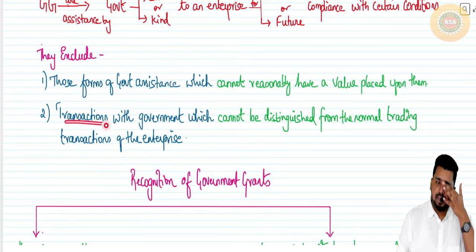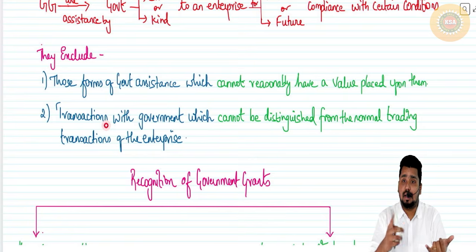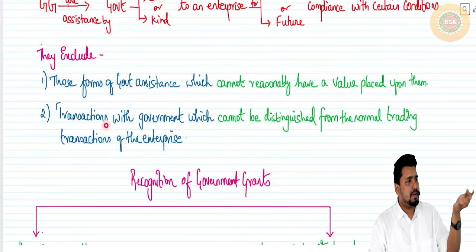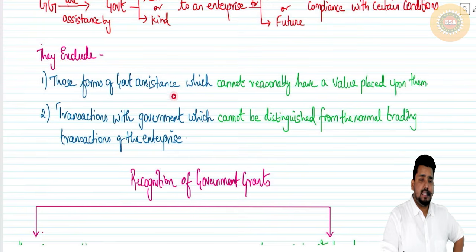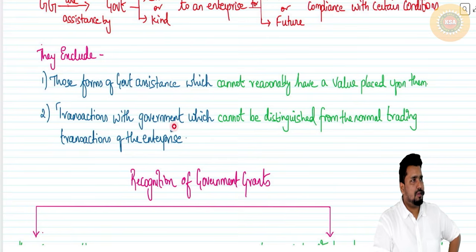Read the second point. Transaction with the government. Government means it can be what? Government, state, central. See, not only state and central, local authorities also will come into the picture. Local authorities means what? Panchayat, municipalities, municipal corporations, yes or no? Any government department for that matter. Any transaction with the government, government agencies, departments, local authority, municipalities, anything.